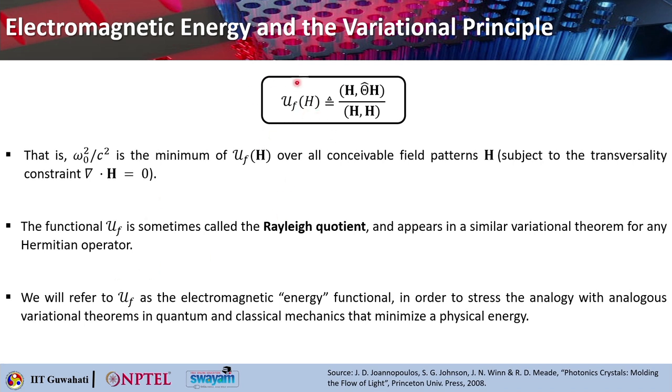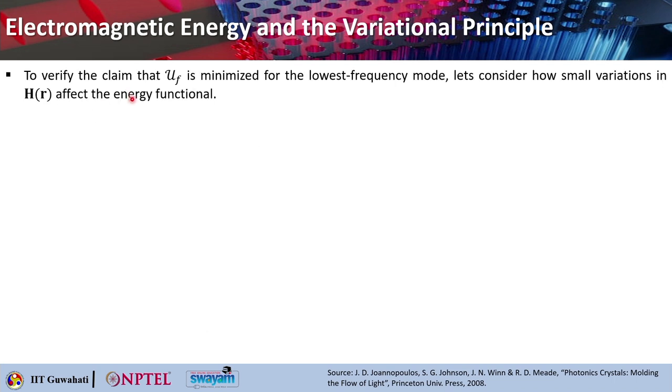So, we will basically refer to this UF as the electromagnetic energy functional, in order to stretch its analogy with the variational theorems in quantum and classical mechanics that minimize a physical energy. So, to verify the claim that UF is minimized for the lowest frequency mode, let us consider how small variations in H affect the energy functional.